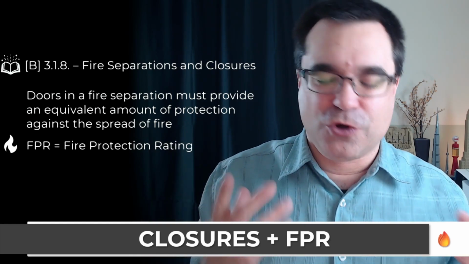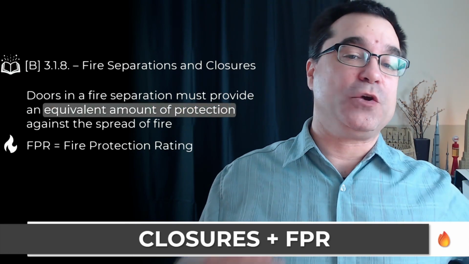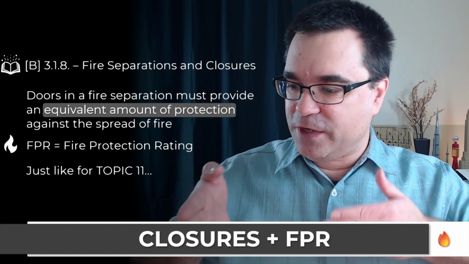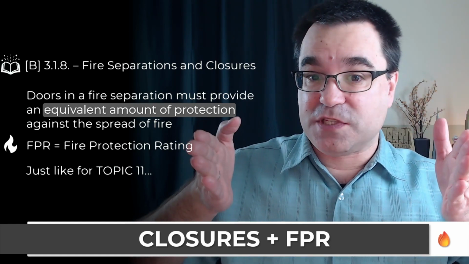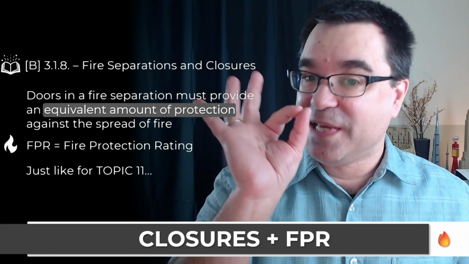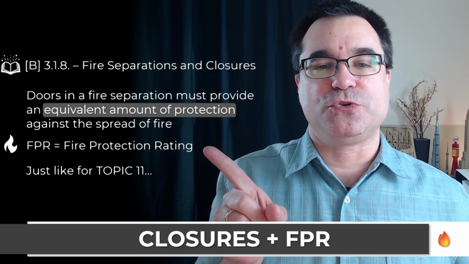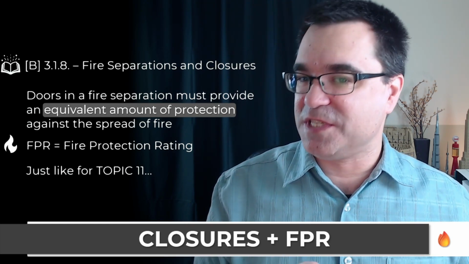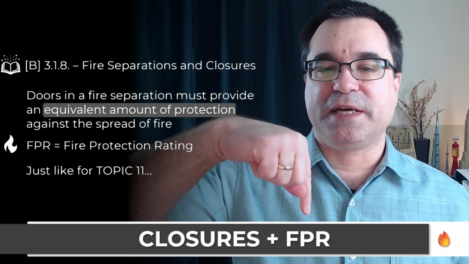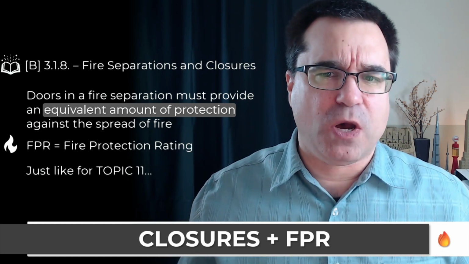We call those closures doors, for example. And they must provide an equivalent amount of protection to prevent the spread of fire from one side of the fire separation to the other side of the fire separation. That's the whole point of closures. The one thing about closures, though, and this is terminology, lingo, is that closures are not rated according to a fire resistance rating. Instead, they're rated according to a fire protection rating, FPR, just like we did in topic 11.